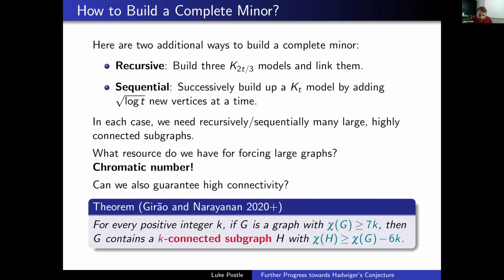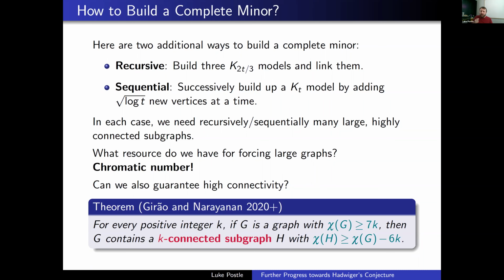That's a nice result this year of João and Arianen, because Sergey had posed a question at the Banff conference, where we were talking about this, whether this was true. I won't go through the history here, but here's this really nice result. For every positive integer k, if G is a graph with chi at least 7k, then G contains a k-connected subgraph H with chi of H at least chi of G minus 6k.